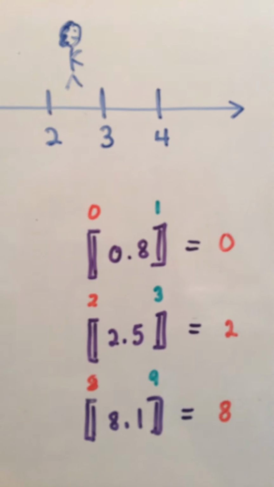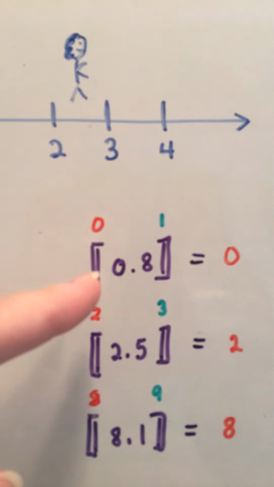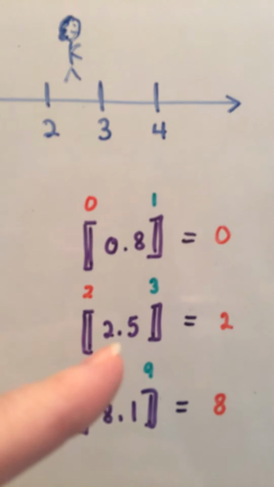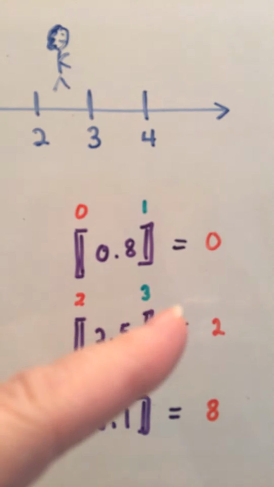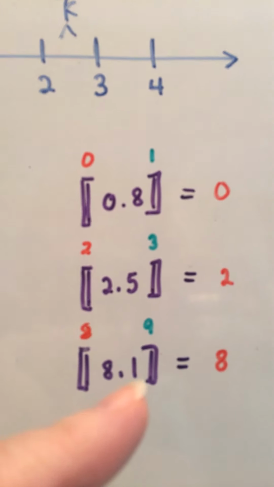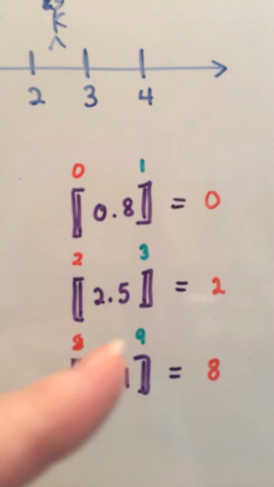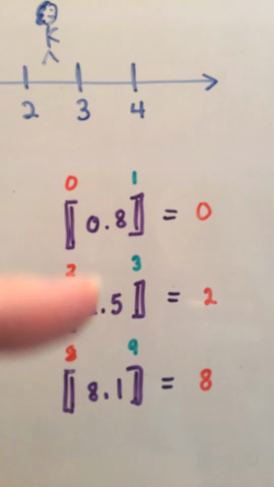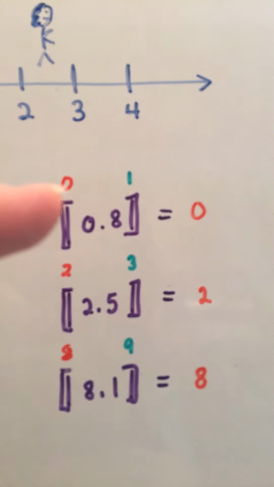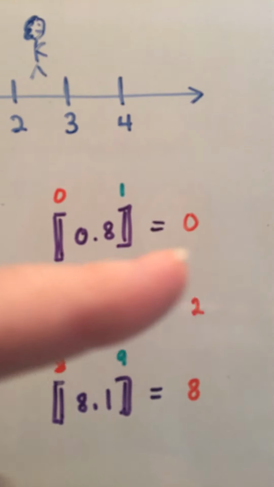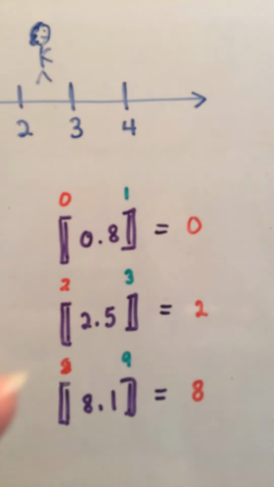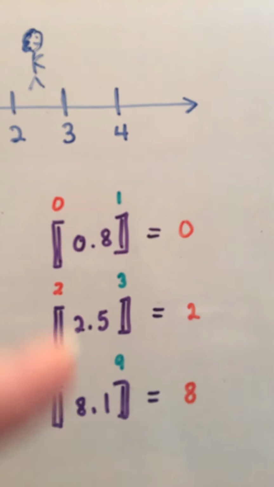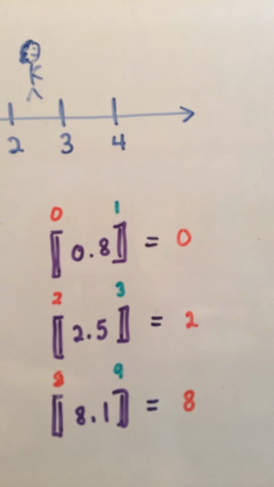Now when I'm a positive number, what integer is 0.8 between? 0 and 1. 2.5 is between 2 and 3. 8.1 is between 8 and 9. And notice the actual integer that's on the left is in your number. The greatest integer is 0. The greatest integer is 2. The greatest integer is 8. I've not made it to the green numbers yet. I have just passed those.